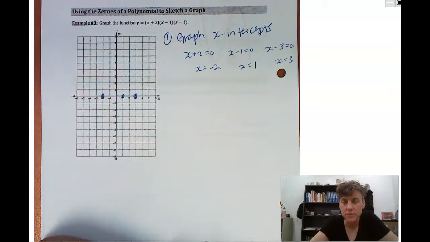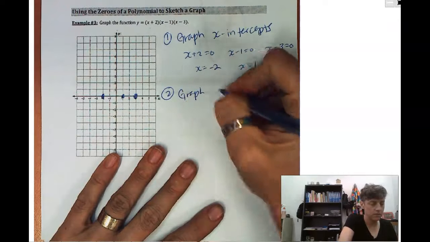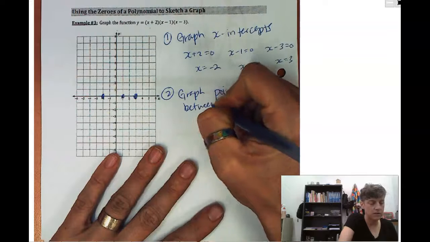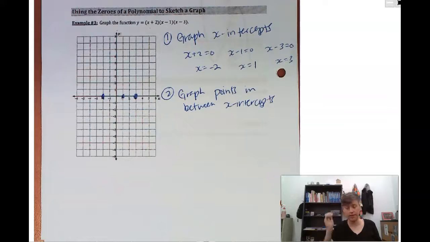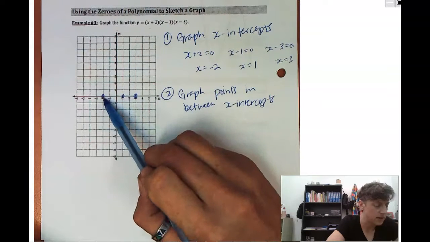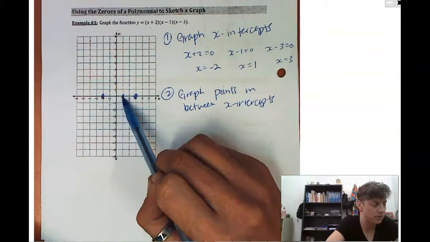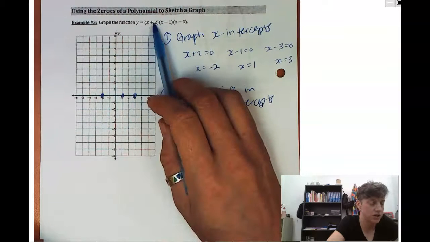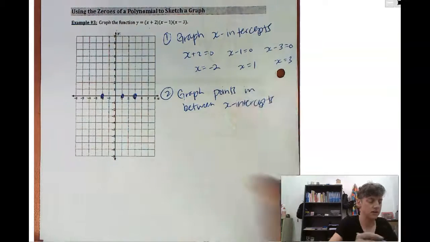We can also graph some points in between those intercepts. Graph points in between the x-intercepts. So, let's see. I've got an intercept at negative 2 and an intercept at positive 1. I could graph a point in between here if I plug a number for x that's in between negative 2 and positive 1 into my function. The easiest one would be 0. Let's plug in 0 into the function.